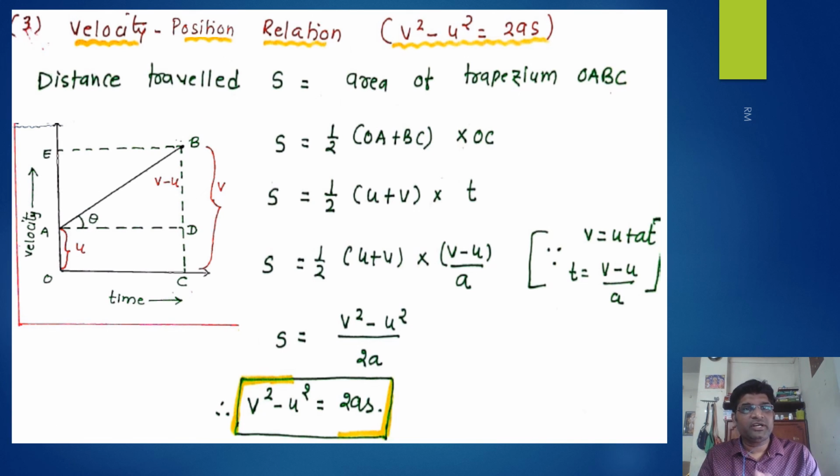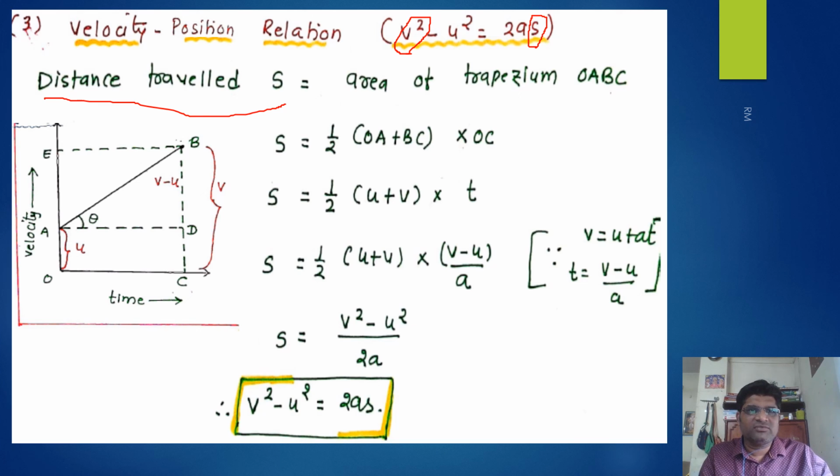Now let's derive the third equation of motion, that is the velocity and position relation. On one side it is V, that's why it's velocity. On the other side it is S, and that's why it's position. Rest of the parameters are constant in this equation. So we'll use the same method that we did in the second case. You will find out the distance traveled by the object, and that is still the area of the trapezium OABC.